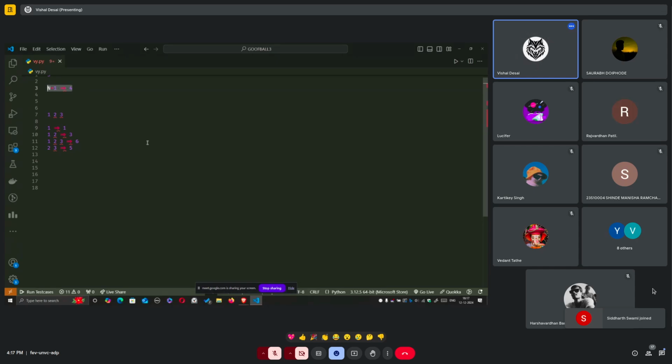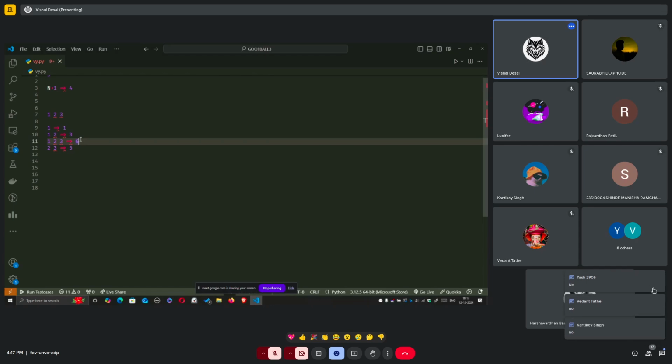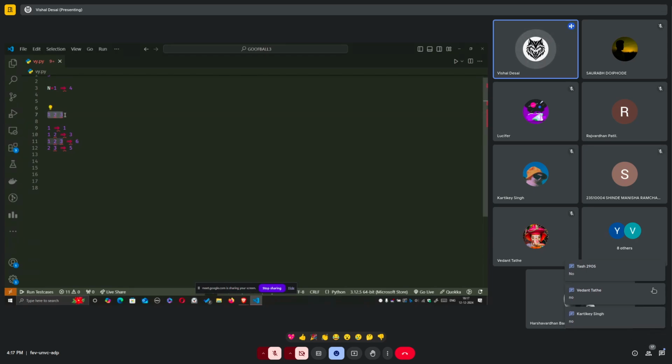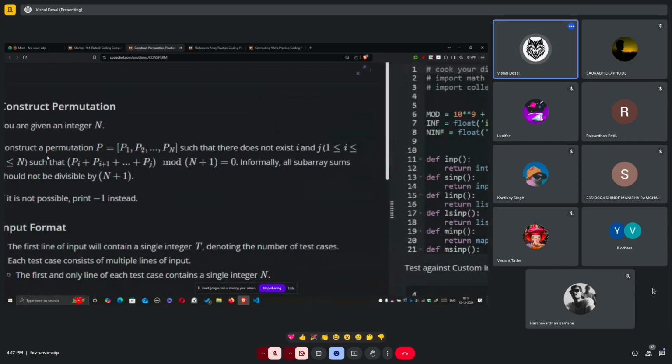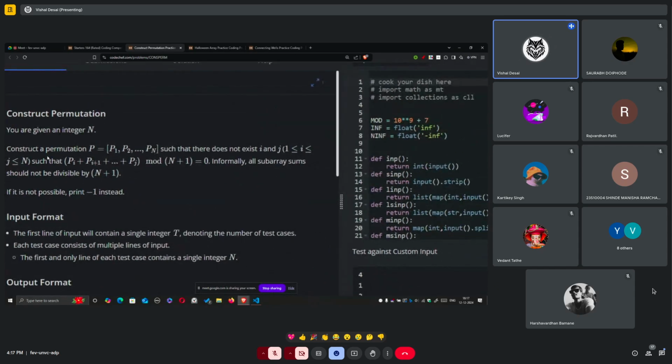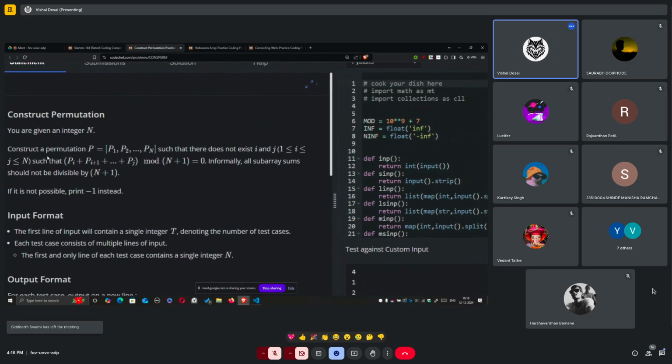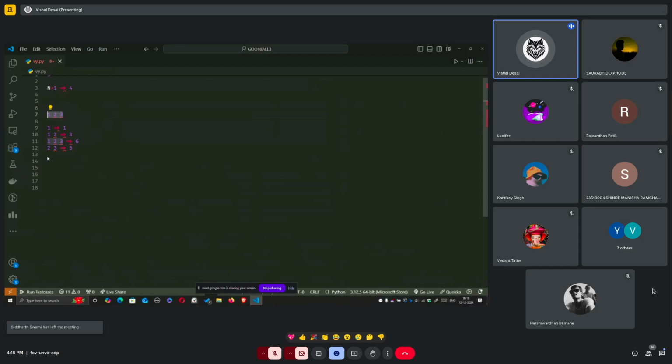Everyone please answer. Is any of them divisible by 4? No, no, right. Okay. So this permutation is a valid permutation. So that's what the question says. That is, you have to build a permutation such that no subarray sum should be divisible by n plus 1. And if it is not possible, print minus 1.